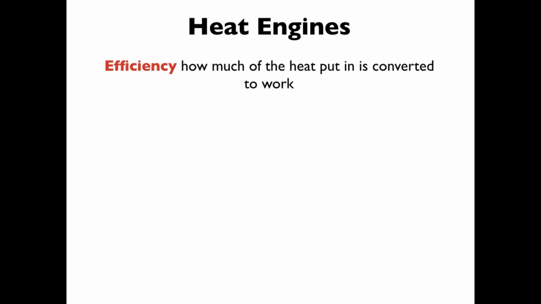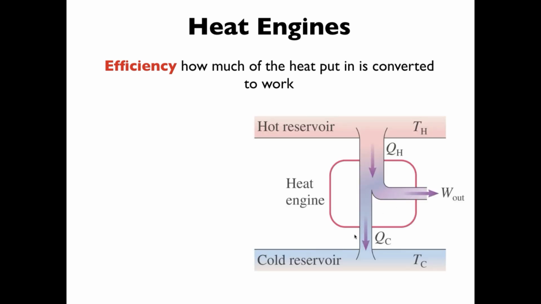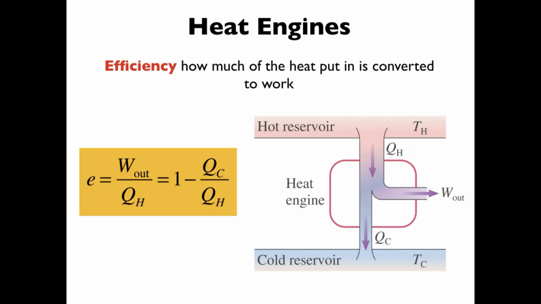So efficiency, right, is how much of the heat that you put in is converted to work, because obviously some of the heat's coming out and you're not using it in W. So your efficiency is defined as the total work divided by the heat you started with. All right, so efficiency is work out divided by QH.